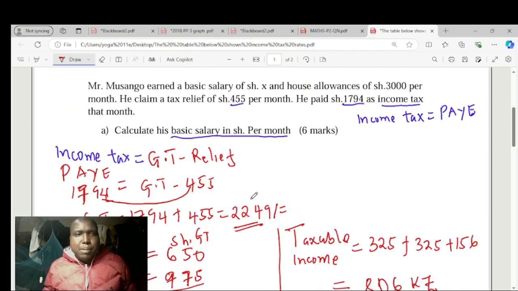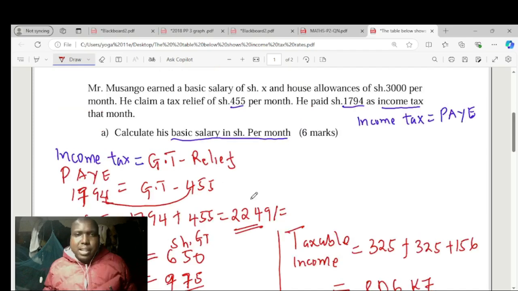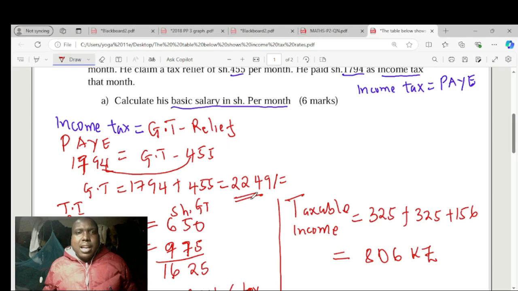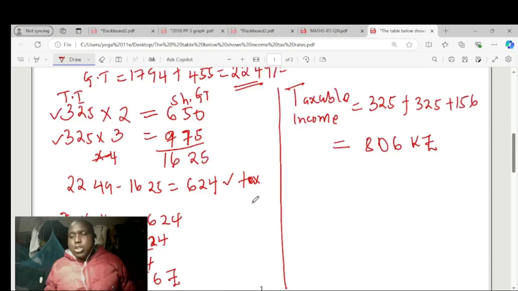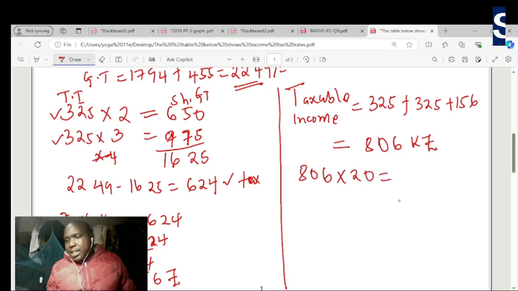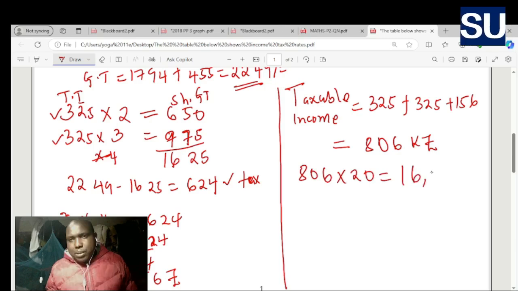Remember, the question is asking basic salary in shillings. So let us convert this amount into Kenya shillings. 806 times 20 will give us the money in Kenya shillings. And this one will be 16,120 shillings.